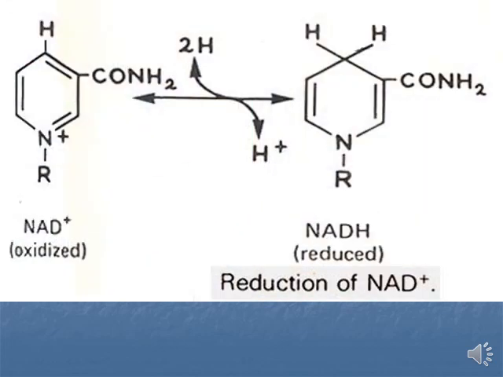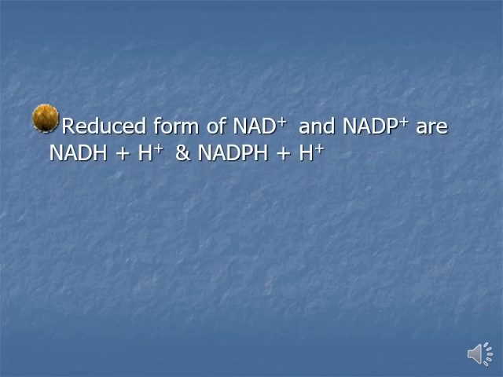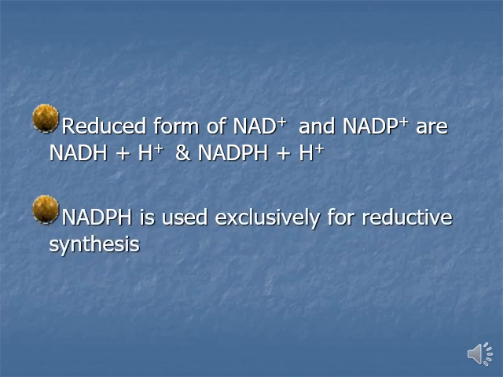In this diagram, we can see that this coenzyme exists as NAD+ in the oxidized form because of the presence of a positive charge in the nitrogen atom, and NADH in the reduced form. First, NAD+ accepts one hydrogen atom and two electrons. One of the electrons nullifies the positive charge and one proton is released into the environment. The reduced forms of NAD+ and NADP+ are known as NADH plus H plus and NADPH plus H plus. NADPH is used exclusively for reductive biosynthesis.